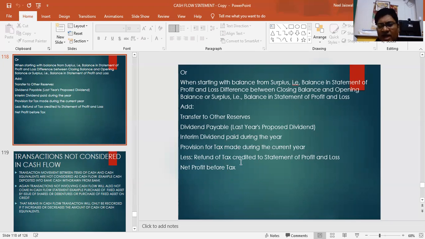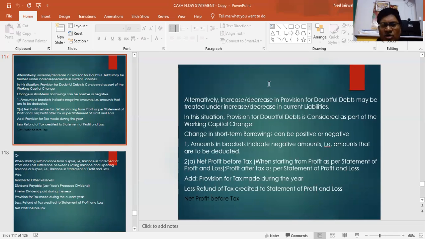Less refund of tax, if any, credited to statement of profit and loss, that we also subtract, because if it is already credited, we need to subtract. You remember, whatever is credited to profit, we will subtract. Whatever has been debited over here, meaning appropriated out of profit, we are adding back, and we get net profit before tax. We can do it alternatively this way also.